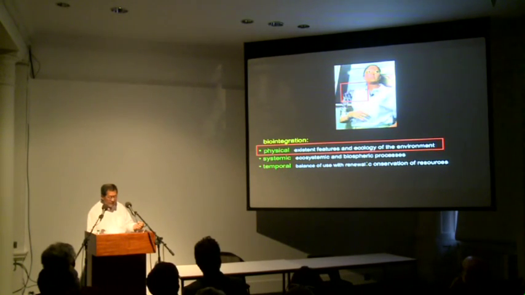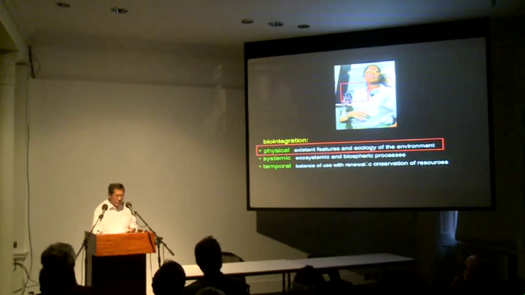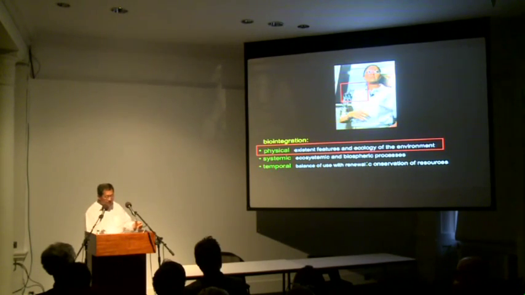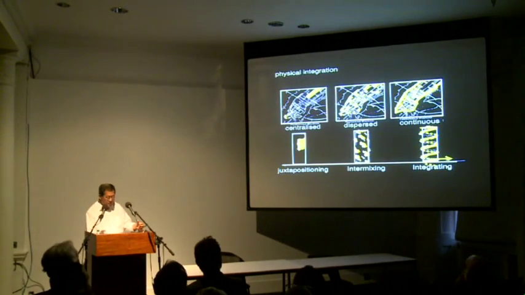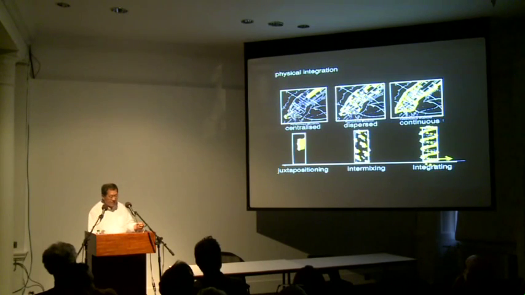So I moved on to look at physical integration, and I asked myself, what are the ways we can integrate the organic with the inorganic? And I produced this diagram, which is, you can either put everything in one location, which I call juxtapositioning, you can have a spotty relationship, which I call intermixing, or you have an integrative relationship, which is the third one.